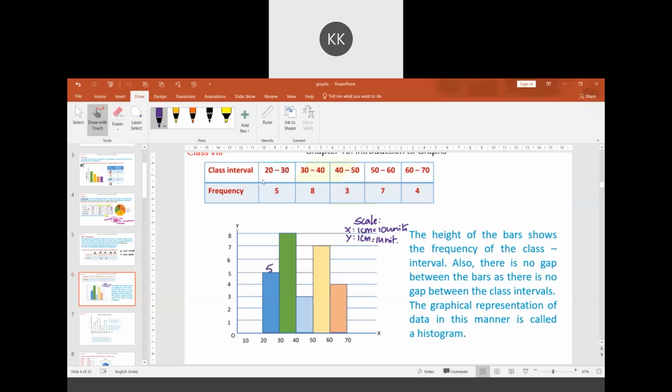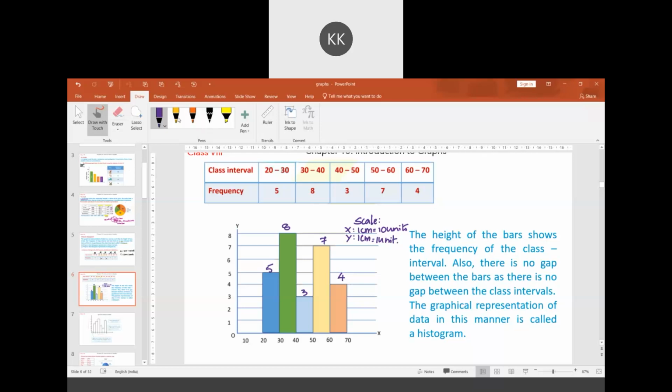20 to 30, it is 5. So we have drawn a rectangle such that the height is 5 units. Next, 30 to 40, it is 8. 40 to 50, it is 3. 50 to 60, it is 7. 60 to 70, it is 4.